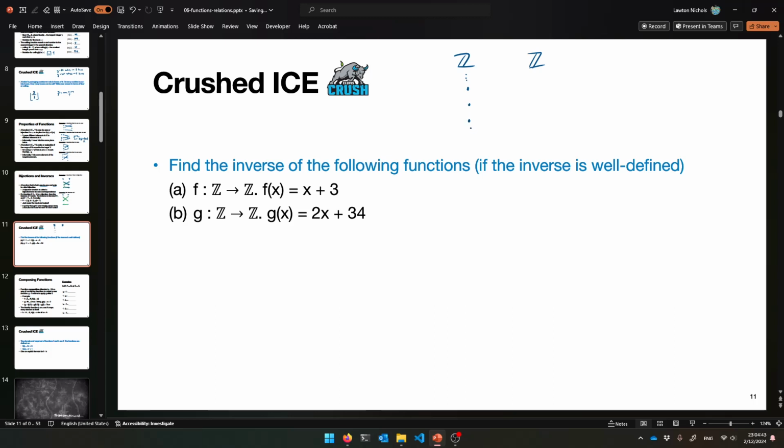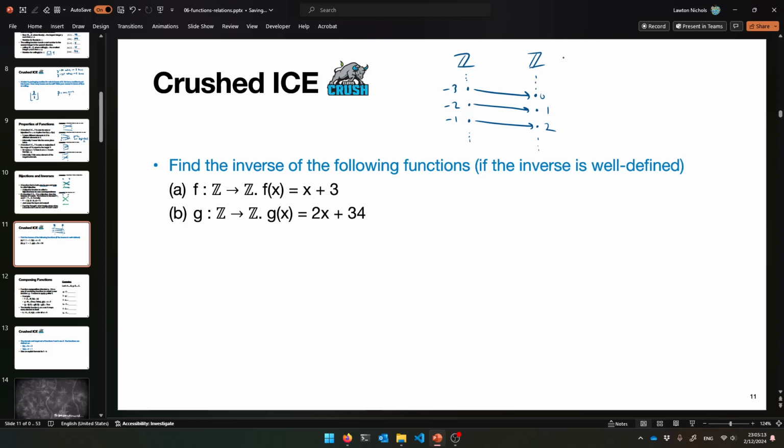So it takes -3, -2, and -1 as inputs. What does it do to them? This function f adds 3. So -3 along f, adding 3, goes to 0. And then negative 2 goes to 1. And then negative 1 goes to 2. And it just kind of goes onwards like that until the end of time. So that's the function f.